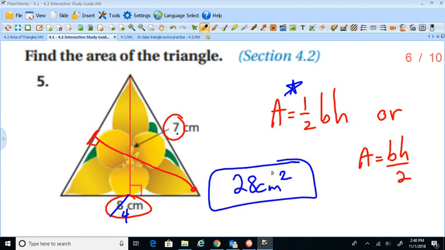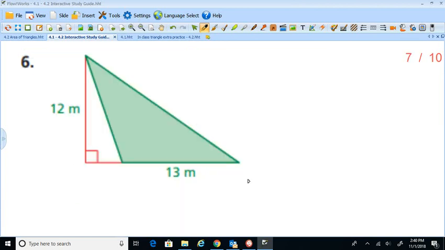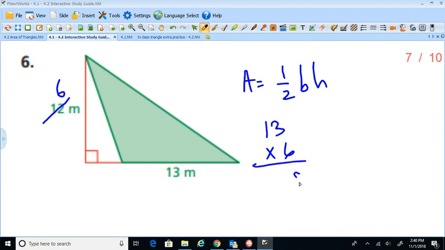If you did solve it the other way, you would have said 8 times 7 is 56. And then 56 divided by 2, half of 56, it's still 28 square centimeters. Number 6, triangle. So I'm going to use, once again, area is equal to 1/2 times base times height. I'm going to take my height of 12, multiply it by half, which becomes a 6. And now I have just 13 times 6. And that becomes 78 square meters.